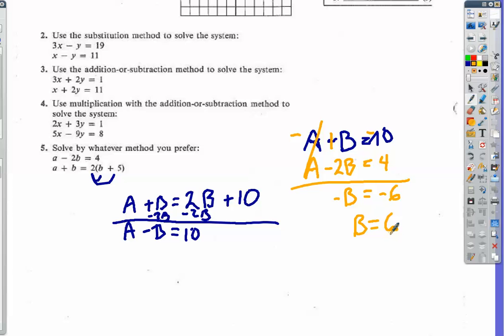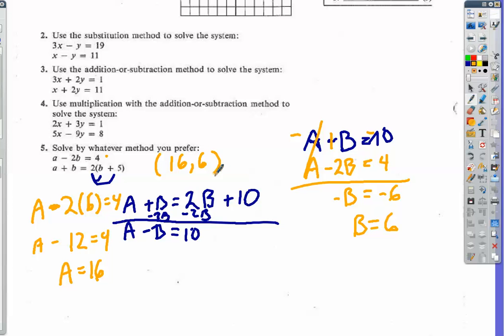So then I need to plug that in. So if b is equal to 6, I'm going to plug it into my top equation right here. So I have a minus 2 times 6 is equal to 4. 2 times 6 is 12. So a minus 12 is equal to 4. Add 12 to both sides, so a is equal to 16. So my final answer is 16 comma 6. So there is your first page, signed, sealed, and delivered.